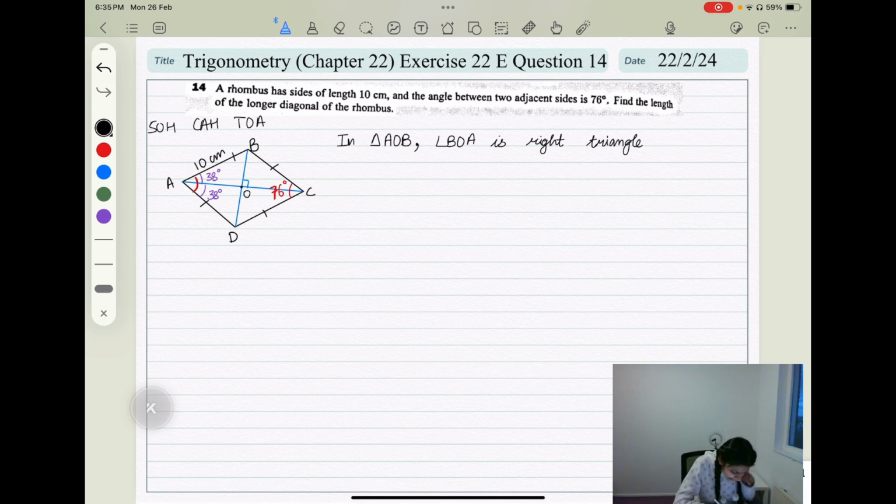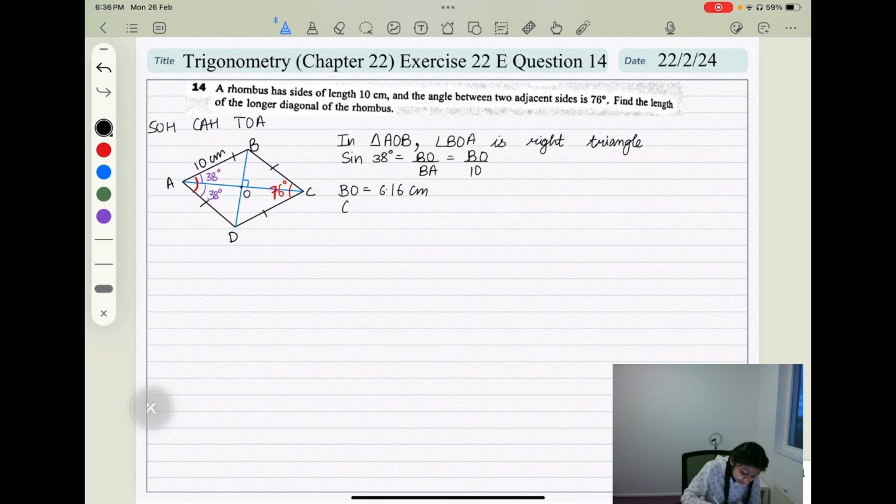Now, from this figure, we can calculate BO by looking at this. If this is theta and this is the hypotenuse, then we can calculate the opposite by using H and O, so we're going to be using sine. We will say sine 38 degrees is equal to opposite upon hypotenuse, that would be BO upon BA. That would give us BO upon 10, and that would give us the value of BO as around 6.16 centimeters.